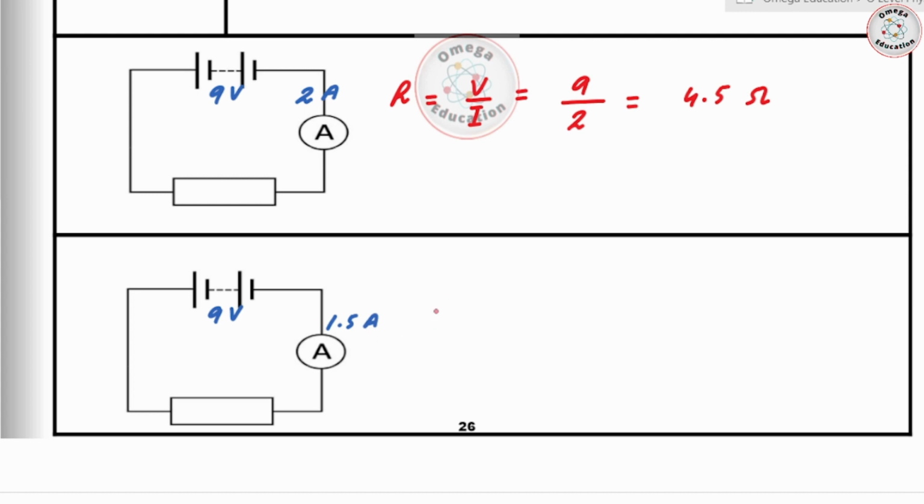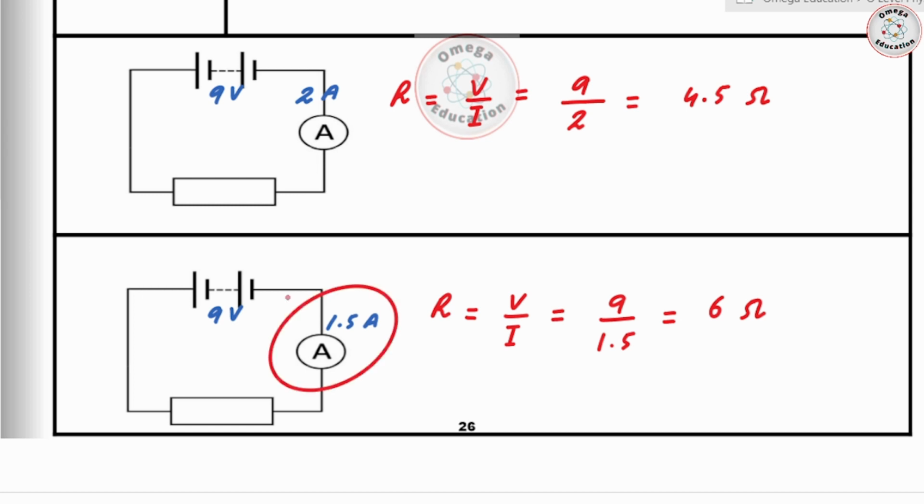Now let's calculate for the second one. R equals, we use the same formula, V divided by I, and that would be 9 volt from the battery divided by 1.5 amperes, and that'll be 6 ohm. And that makes sense. In the second circuit you were having less amount of current, and that's precisely because the resistance in the second circuit was more. That's why you were having less amount of current.